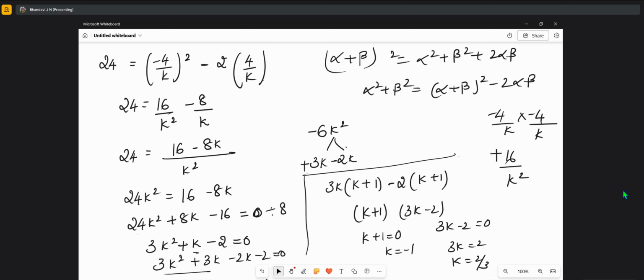Why? I think you have taken this as minus and this as plus. Then the total answer here you will get as minus, no? But here it is plus. So you should take this as plus and this as minus.